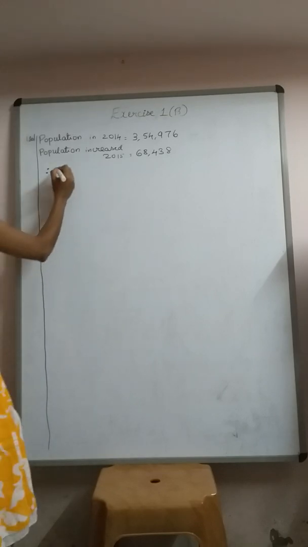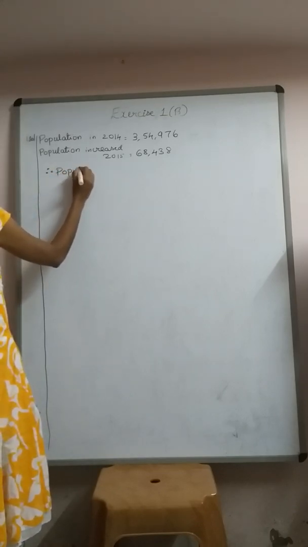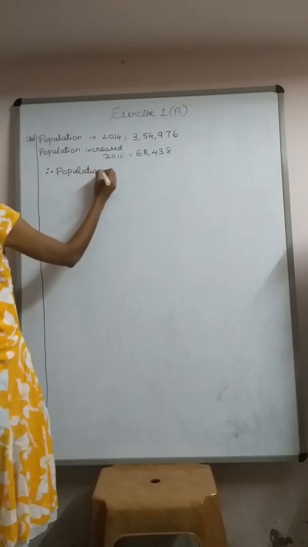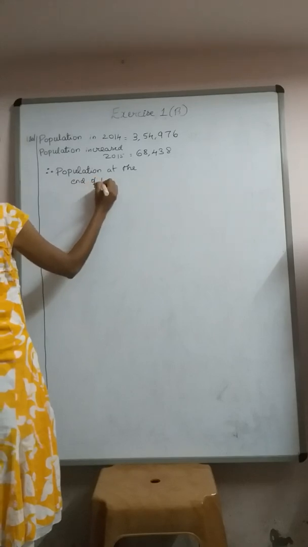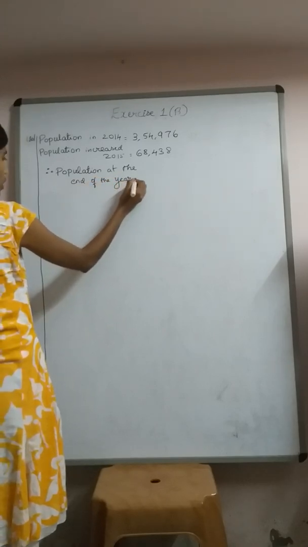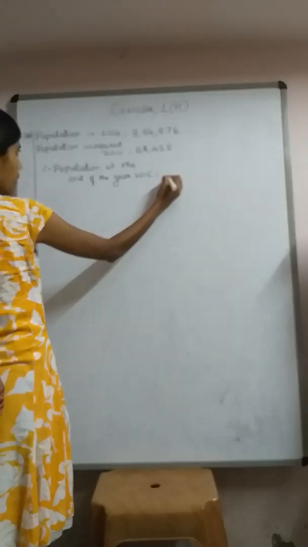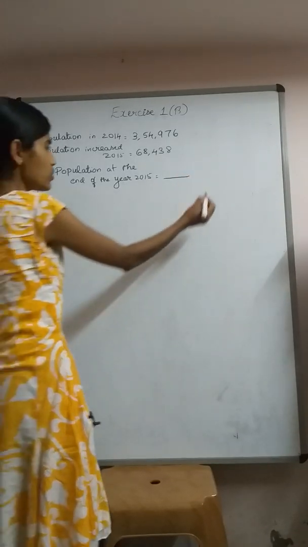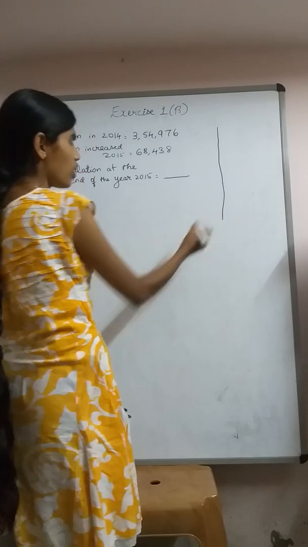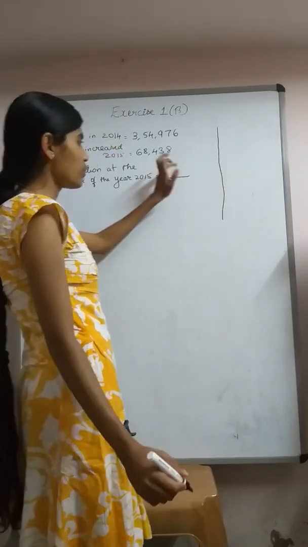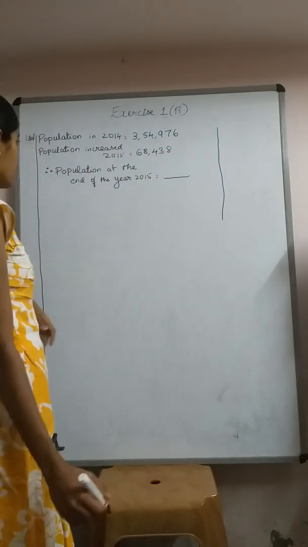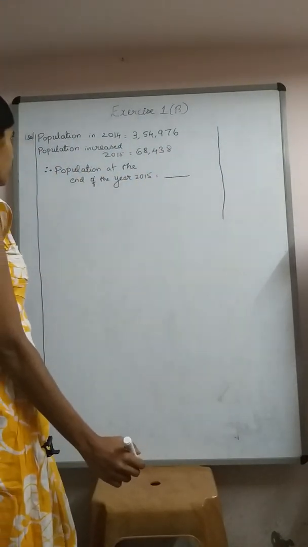Therefore, what you need to find? You need to find population at the end of the year 2015. Remember, you need to find your population at the end of the year 2015 equals to how much? So, everybody need to draw a line and make a solution column here, where you put the numbers and solve them. And the final answer you will enter in the solution. Therefore, okay. So let us solve.